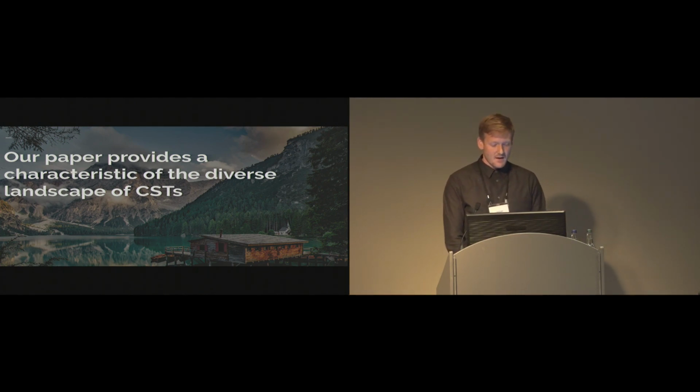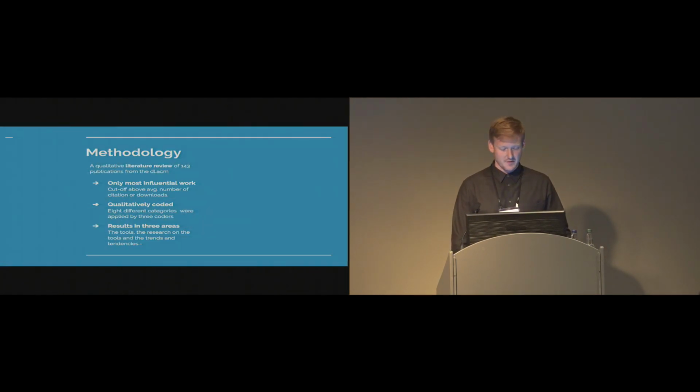What I'm going to present today is only a snapshot of some of those characteristics. You can obviously look more in the paper, but this is the very broad overview of the landscape at the moment. We sampled 443 of the most influential creativity support tools out there, using citations as a proxy for influence. And in case you're wondering, it took quite a long time to read all of these papers. We qualitatively coded them in 8 different categories, and this coding was done by 3 individual coders, myself as one of them. And we have structured the results in 3 different areas.